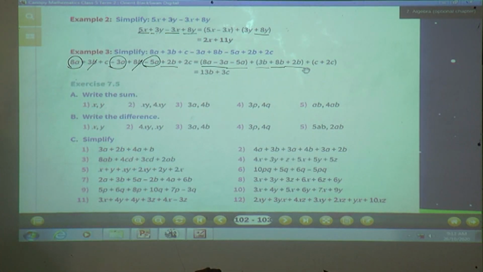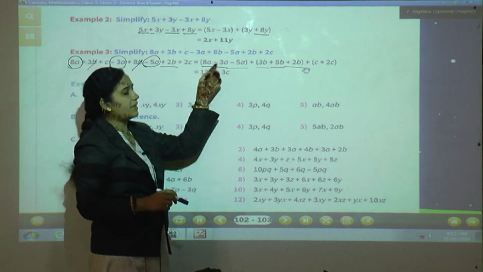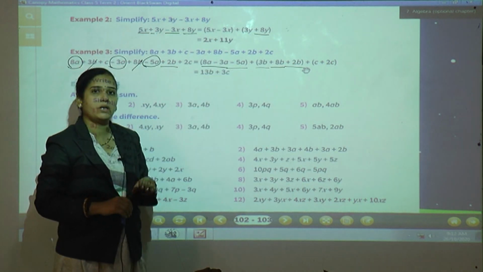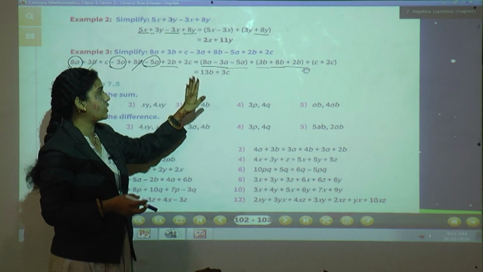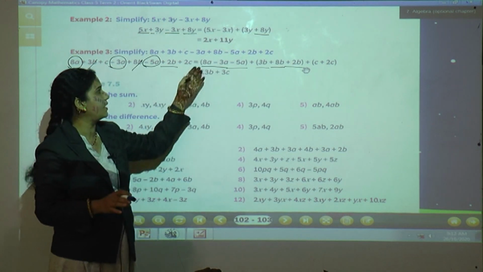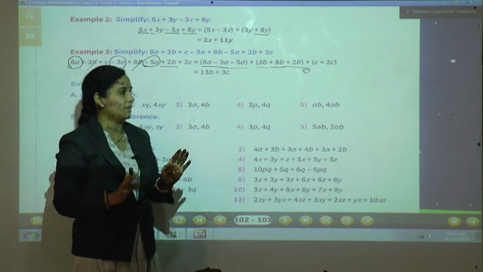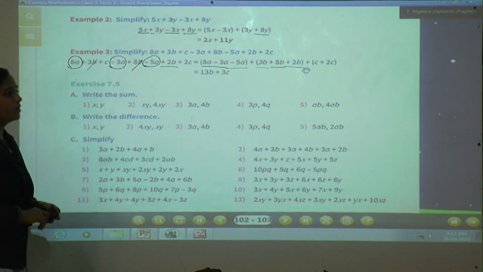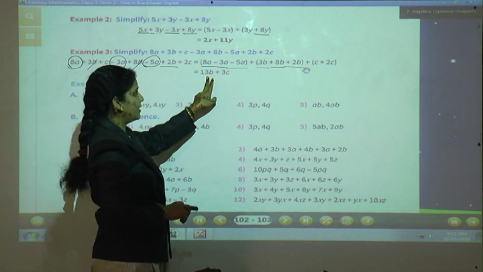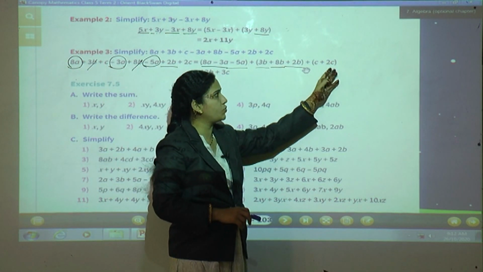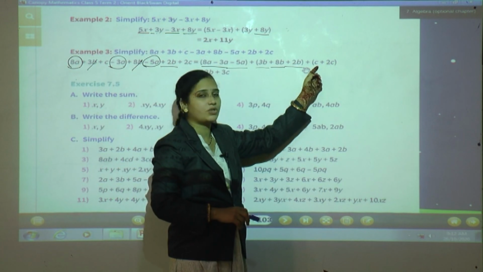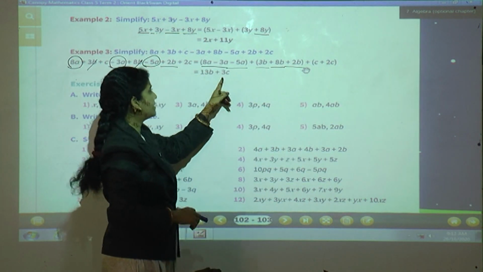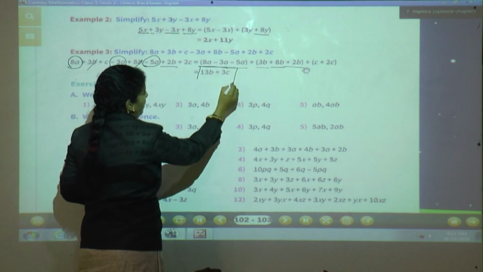Now do the calculation, students. 8a minus 3a, yes students, 5a. Now 5a minus 5a is 0. So our answer is 0a, so we will not write anything. Now 3b plus 8b plus 2b, so just add it. What is the addition, students? Yes, 13b. And now the remaining terms c plus 2c: c means 1c, so 1 plus 2 is 3c, and this is our final answer.